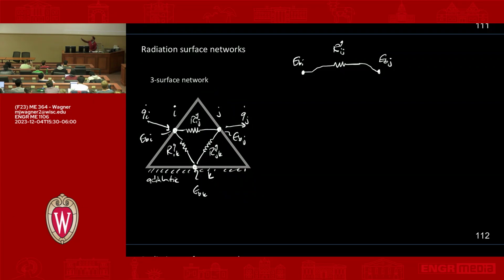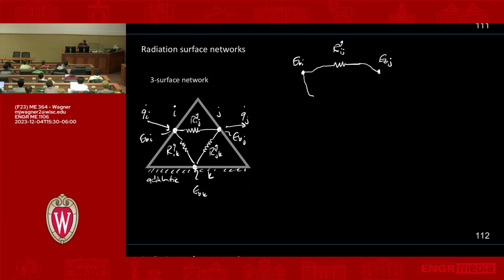So I'm trying to figure out how much heat is going directly from I to J. To do that, I have that resistance drawn there. The other pathway that heat can take to go from I to J is to go via the second surface, or the other surface. So that's going to involve two resistances.